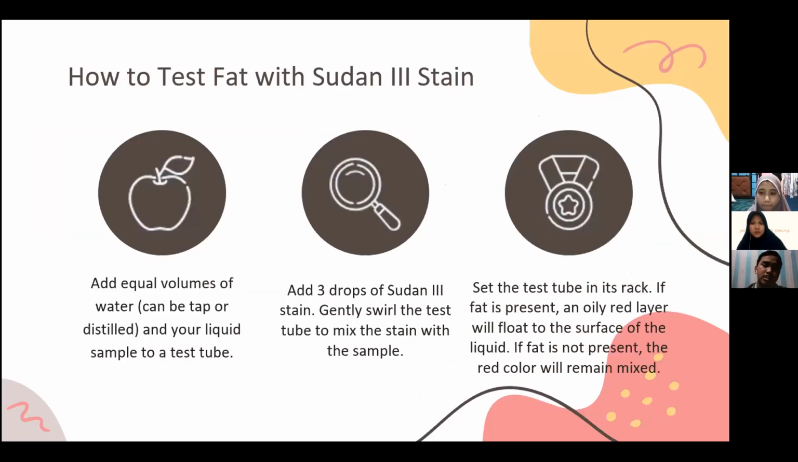This is how to test fat with Sudan III stain. The first step is to add equal volumes of water, which can be tap or distilled, and your liquid sample to a test tube. Next, add 3 drops of Sudan III stain. Gently swirl the test tube to mix the stain with the sample. The last step is to set the test tube in its rack.